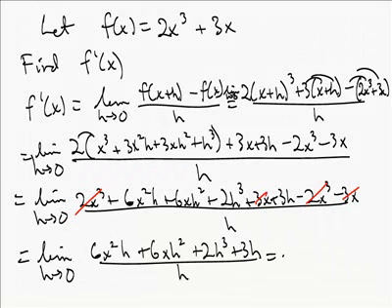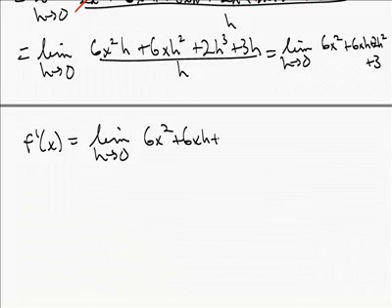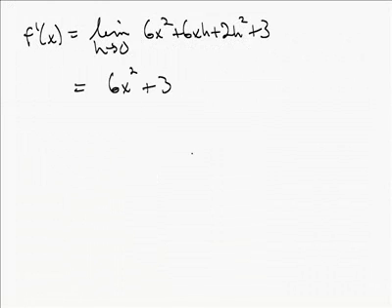Now what's that equal to? Well, that's the limit as h approaches 0. If I divide each of these terms by h, I get 6x squared plus 6xh plus 2h squared plus 3. So what do we have at this point? We have that f prime of x is, again, the limit as h approaches 0 of 6x squared plus 6xh plus 2h squared plus 3. This is a polynomial function that's defined at 0, so we can just plug 0 in for h, and we get 6x squared plus 3. And so that is our derivative function.